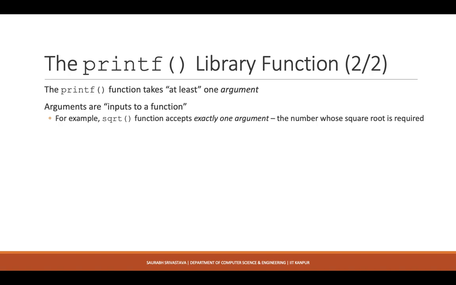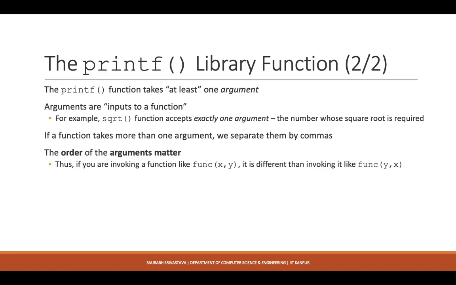And argument, by the way, is a term that I have not discussed specifically. Arguments are just inputs to a function. The sqrt function is supposed to accept exactly one argument, the number whose square root is required. That is why we gave sqrt the value d. We calculated d first, and then we wanted to calculate the root of d, so we just supplied d as an argument to sqrt. And if a function takes more than one argument, we simply separate them by commas. So this is why I had a comma b comma c in the previous slide. And the order of arguments matters.